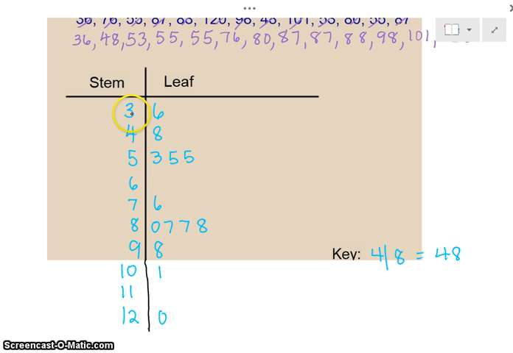But then when you're going from the 30s to the 120s here, you can't skip any of the stems. You can't skip any stems. So we have to include the 6 for the 60s, even though there's no numbers in the 60s. And we have to include the 11 for 110s, even though there's no 110s up here, because our data goes from 36 to 120.